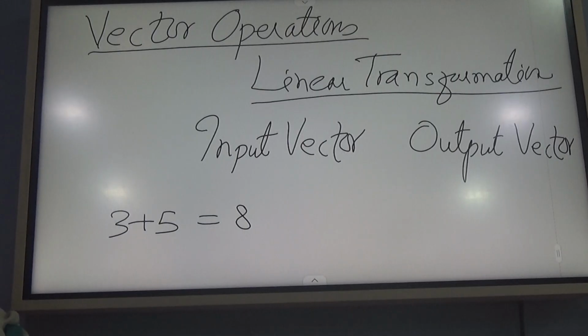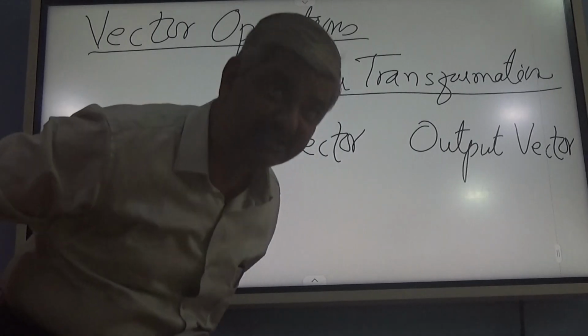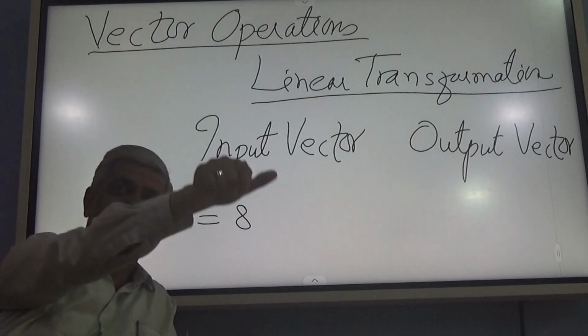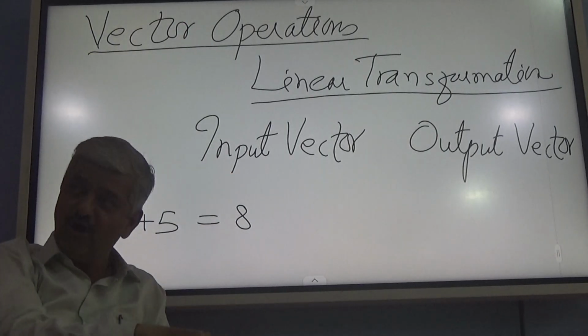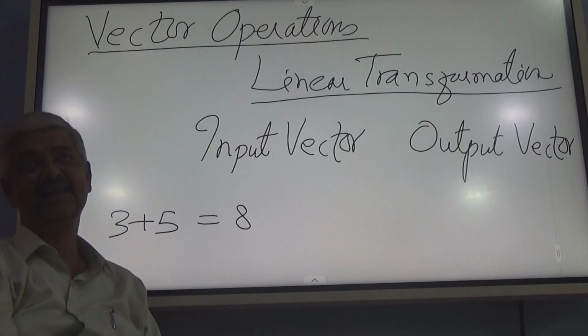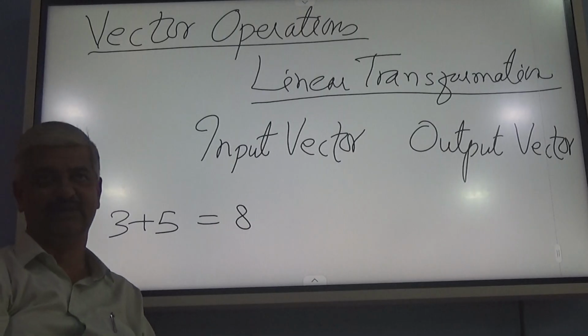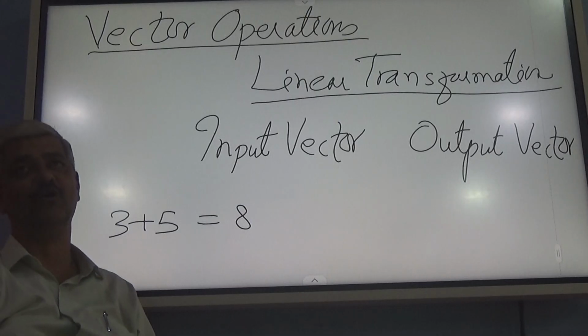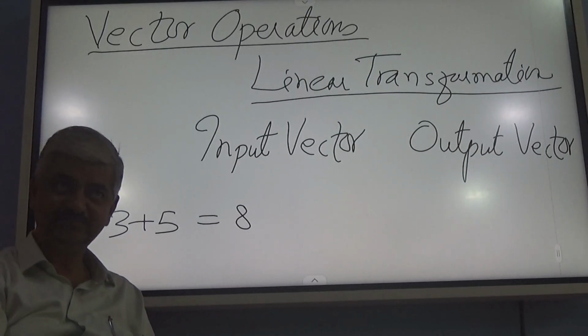Means 3 plus 5 is 8. Similarly, 4 plus 4 is 8. So it is many to one. And when it is many to one, it is not invertible. Means for a given input vector, there is a definite output vector. But given an output vector, you are not in a position to exactly predict from which input vector it has come. So there is a many to one correspondence.